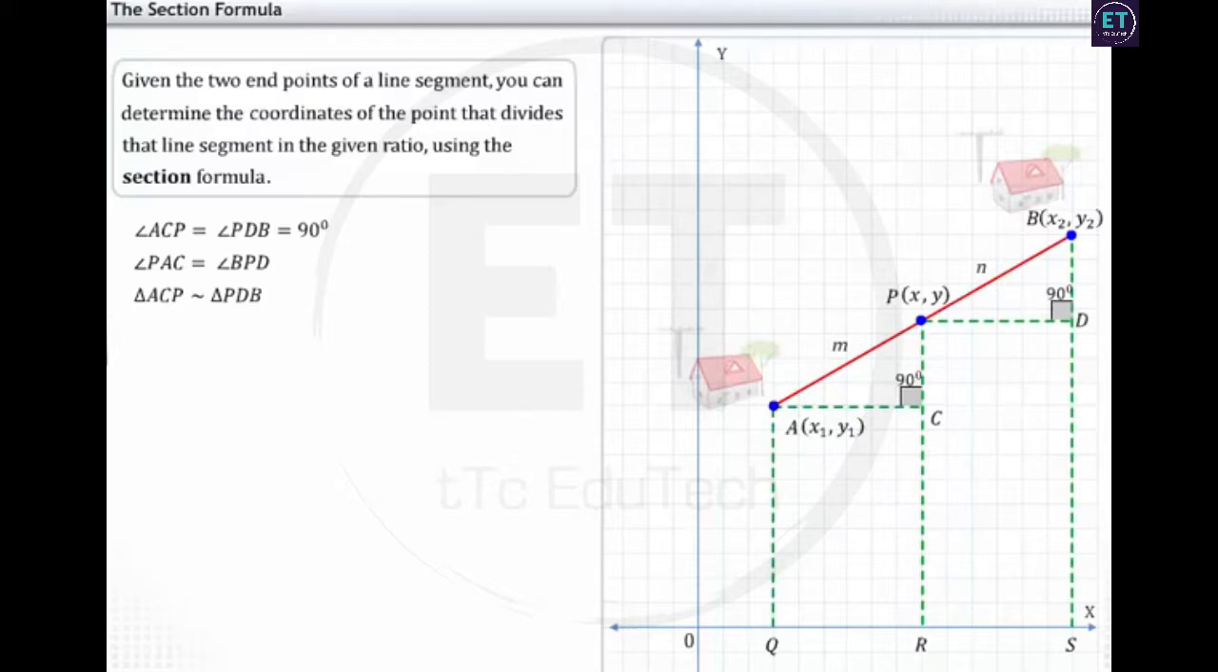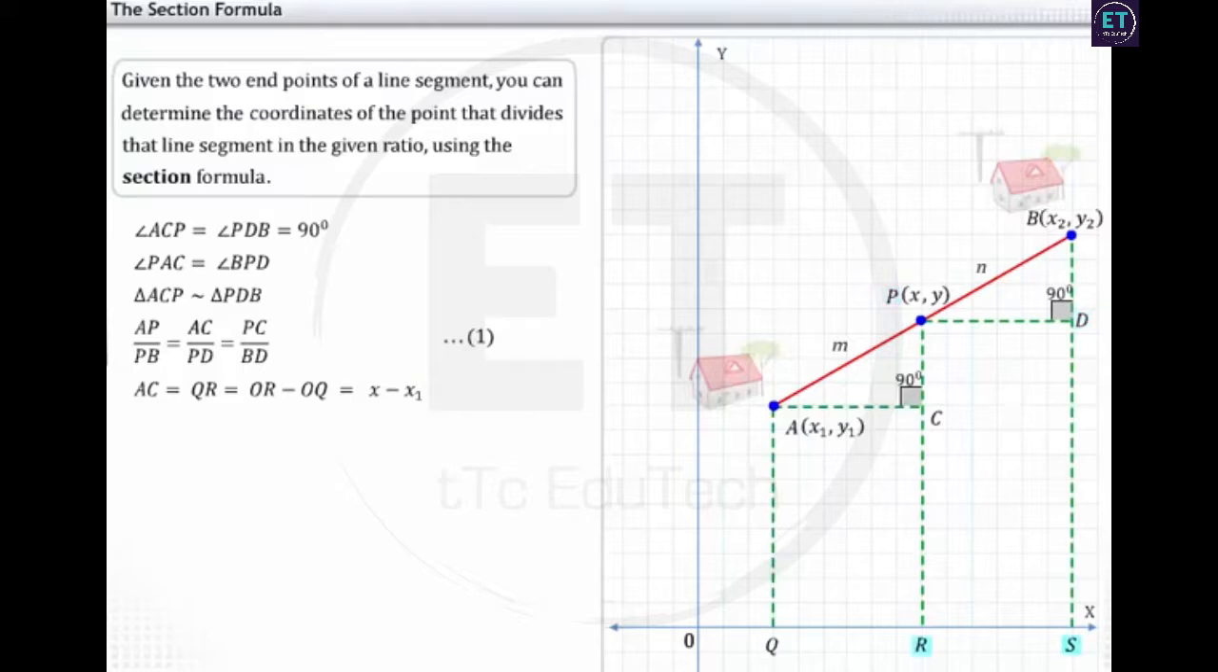In similar triangles, the ratio of the corresponding sides are equal. This leads us to equation 1. AP divided by PB is equal to AC divided by PD is equal to PC divided by BD. As you can see from the graph, AC equals QR. QR is equal to OR minus OQ is equal to X minus X1. Thus, AC is equal to QR is equal to OR minus OQ is equal to X minus X1.